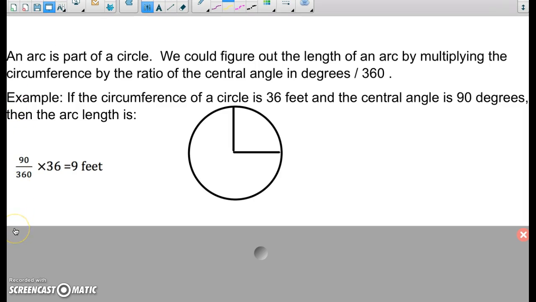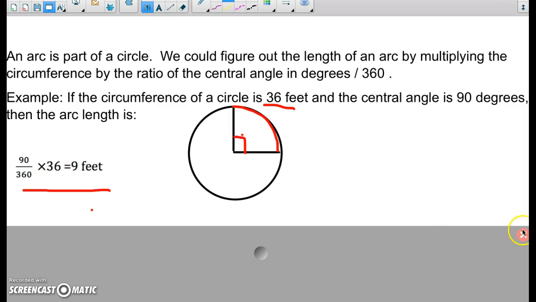Now I want to talk about the length of an arc. An arc is part of a circle. And we could figure out the length of the arc by multiplying the whole circumference of the circle by the central angle ratio. Okay, so let's take this central angle being 90. And I know that the ratio of 90 over 360 is 1/4. So if I know the circumference is 36, then I know that the arc length would have to be 9 feet. Okay, take a moment and look at that. You might want to pause, read it, and see where I got that.